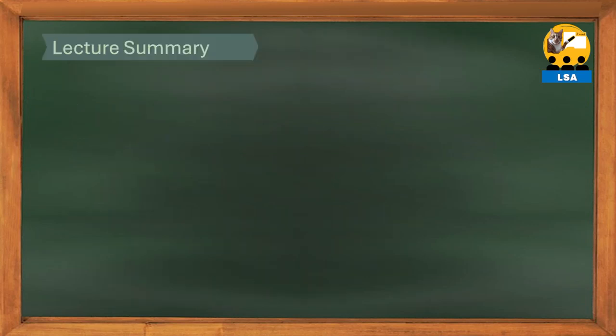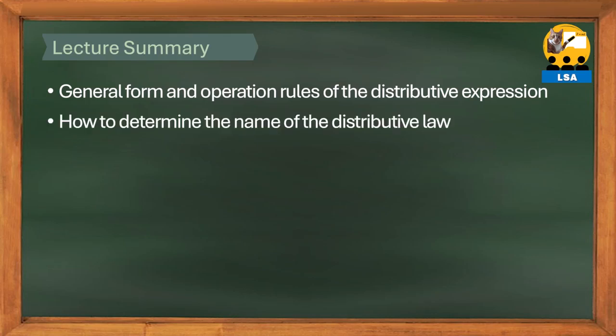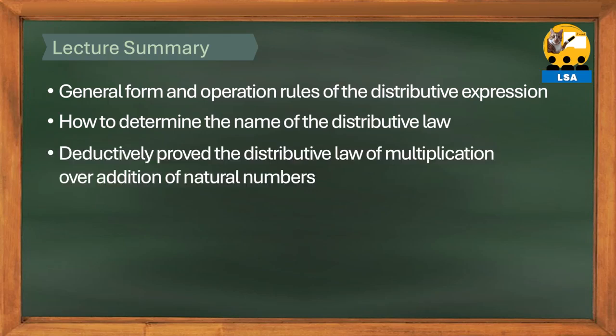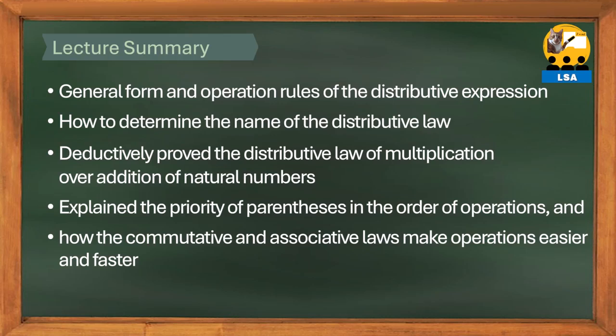This is the main content of today's lecture. Today, we studied the general form and operation rules of the distributive expression and learned how to determine the name of the distributive law when it holds. We deductively proved that the distributive law of multiplication over addition of natural numbers holds. We also explained the priority that parentheses have when determining the order of operations, and examined how the commutative and associative laws make operations easier and faster.